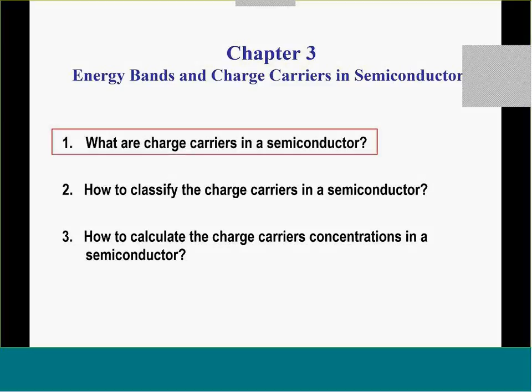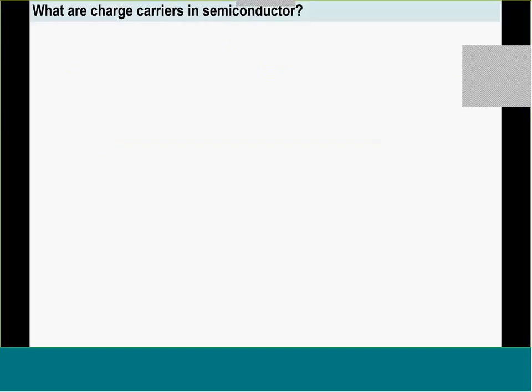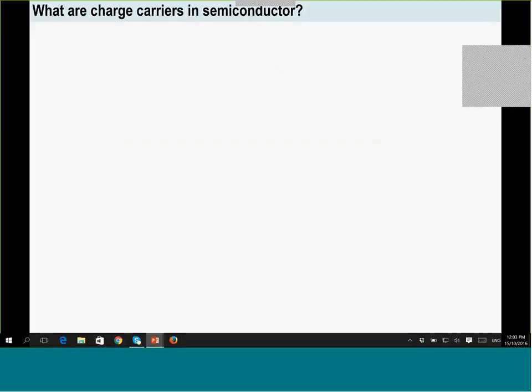Okay, so what are the charge carriers in a semiconductor? Basically, can anybody say anything about what the charge carriers in a semiconductor are? I didn't see anyone.